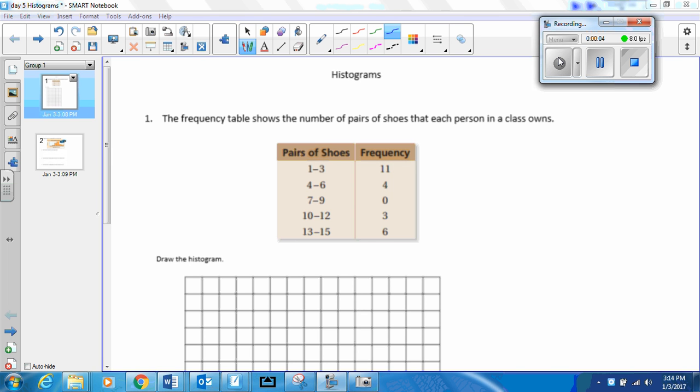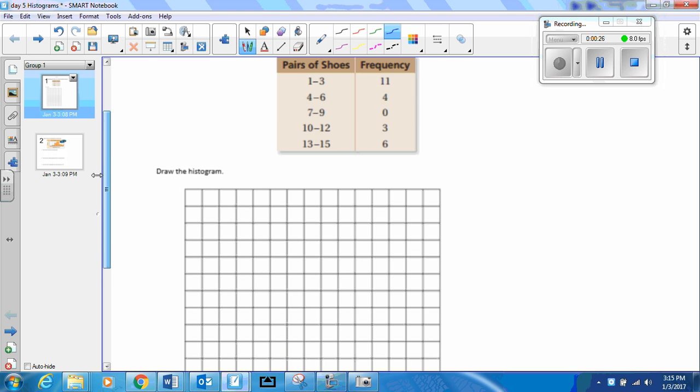This video will help you with histograms. Remember, histograms are similar to bar graphs, but they show intervals for the data, so there are no spaces between adjacent bars. So looking at question 1, the frequency table shows the number of pairs of shoes that each person in a class owns. Create the histogram.